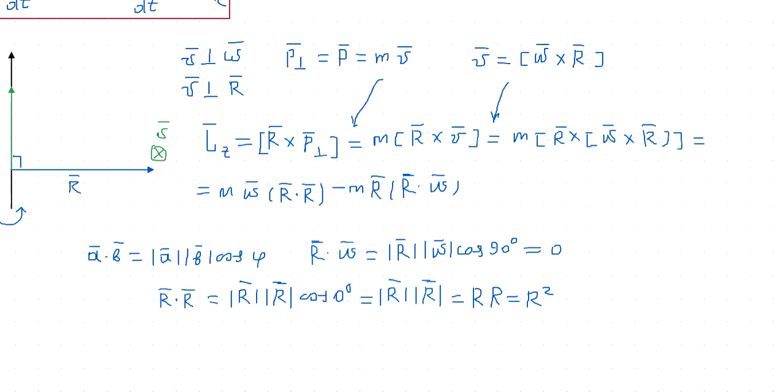And it means that from here and from here, we have m r to the power of 2 multiplied by angular velocity. It is for one material point. It is for rotation of one material point around the fixed axis.